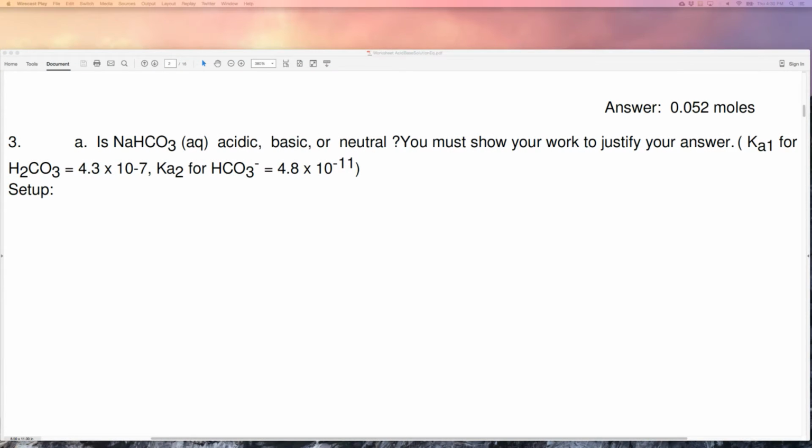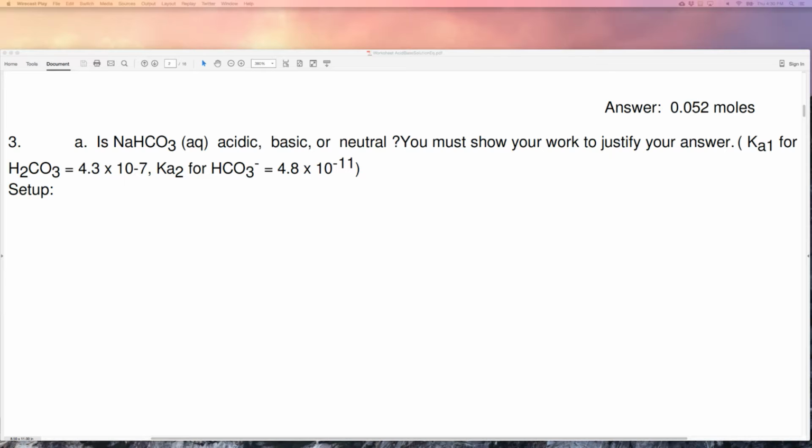Professor Brian back. Some more acid-base equilibria, specifically determining whether an ionic compound is going to be acidic, basic, or neutral, and how to determine that, looking at Ka's, looking at the molecule. So here we have a question. This is on the worksheet, acid-base solution equilibrium.